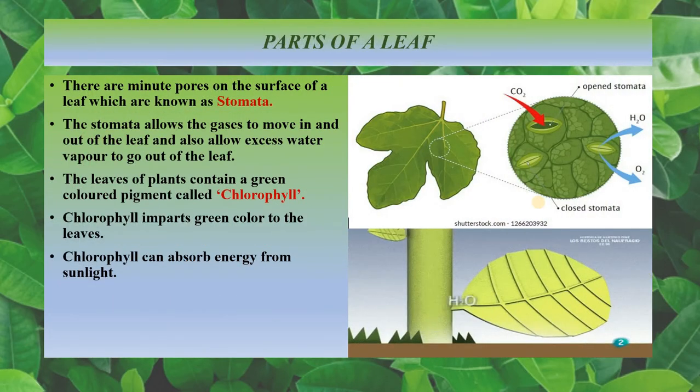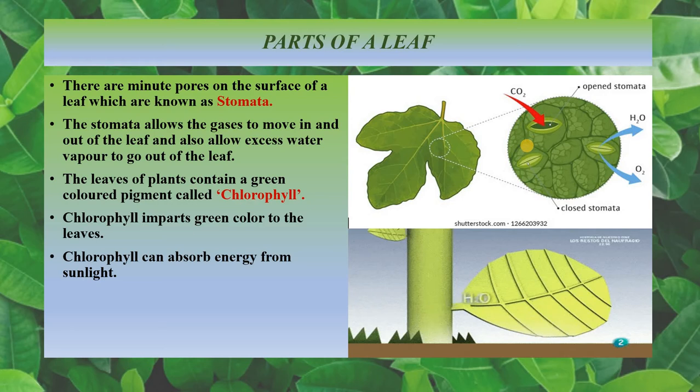Next is stomata. What are stomata? There are minute pores present on the surface of a leaf which are called stomata. If you see the structure of a leaf with the help of a microscope, which is a device that enlarges the view of small things, you will find these small openings. These are known as stomata. They are so small that we cannot see them with our naked eye.